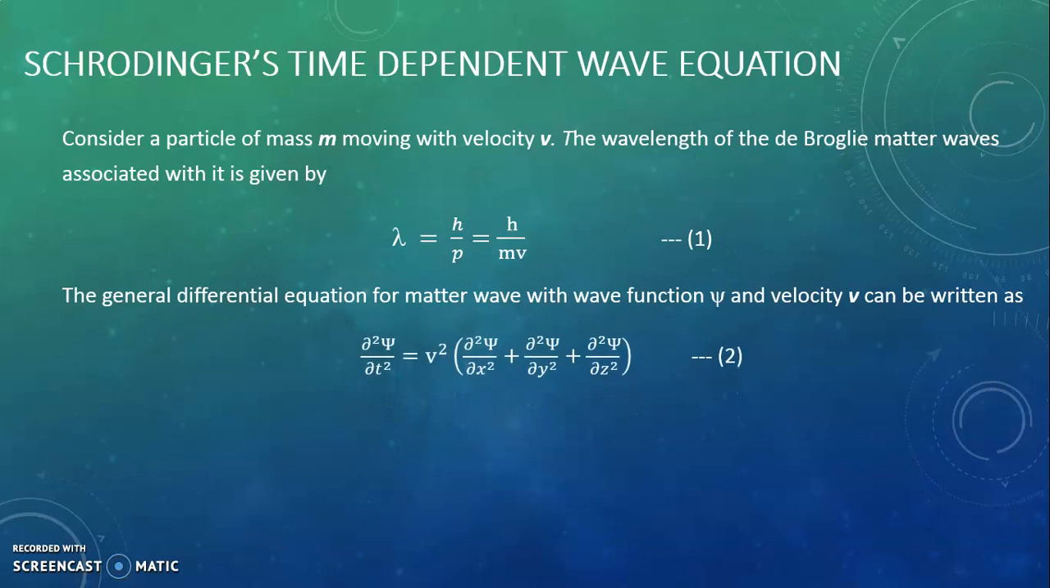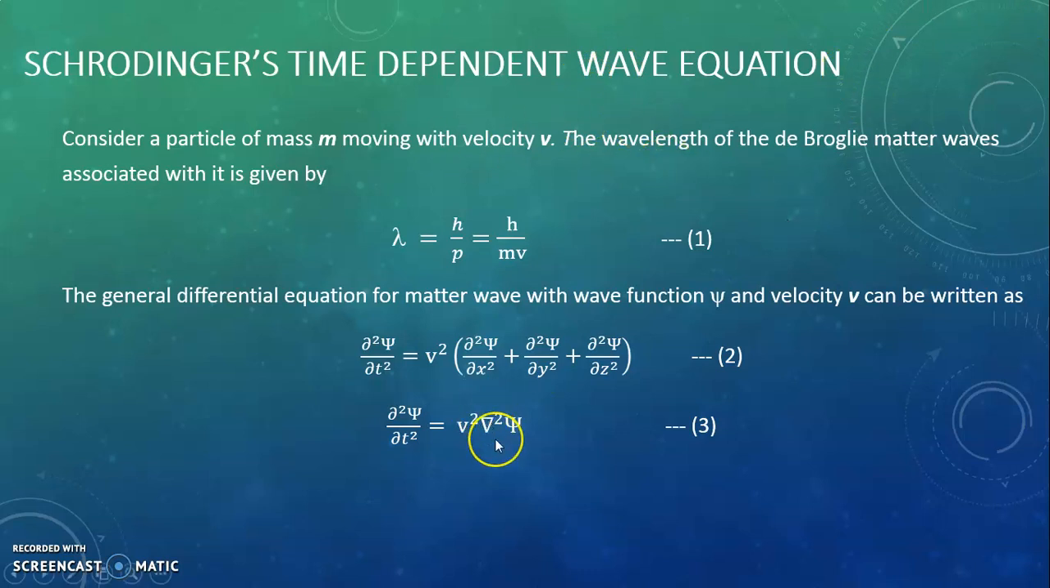The general differential equation for matter wave with wave function psi and velocity v can be written as del square psi upon del t square equal to v square into del square psi upon del x square plus del square psi upon del y square plus del square psi upon del z square. Let's call this equation number 2. This equation number 2 we can write in a simple form as del square psi upon del t square is equal to v square del square psi. Let's call this equation number 3.